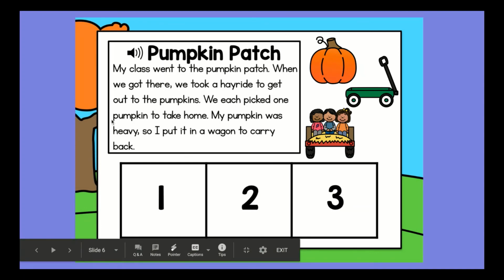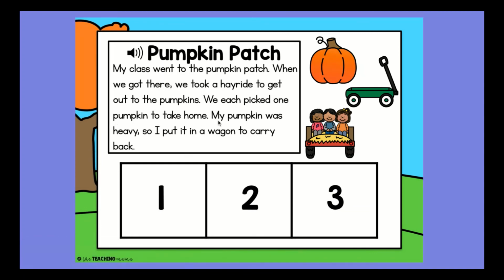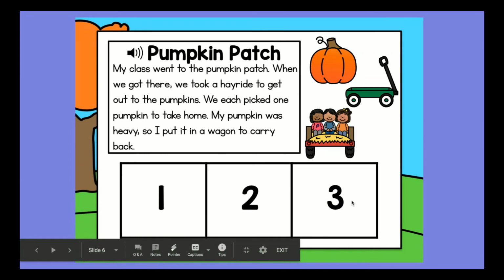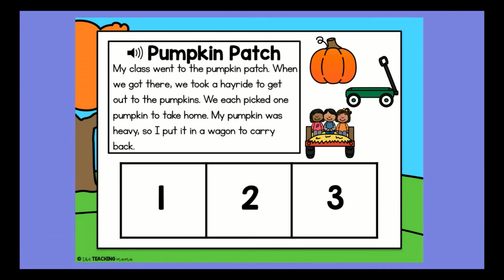We each picked one pumpkin to take home. My pumpkin was heavy, so I put it in a wagon to carry back. All right, well, if that's the very end of the story, the wagon, I can put that for number 3, the end. And so that tells me, oh, the pumpkin goes in the middle. So you can also use the process of elimination to help you sequence a story. If you know the beginning and the end, it will help you figure out what happens in the middle.